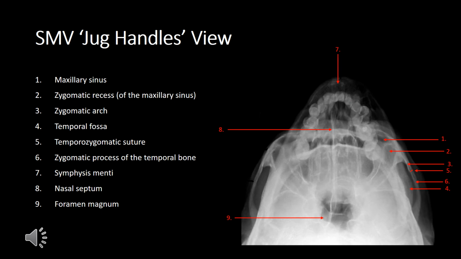And here we have the coned SMV focused just onto the face rather than the whole skull, the so-called jug handles view. Again, just remind yourself about the anatomy. Pause the video if you wish, otherwise let it run and we'll move on.